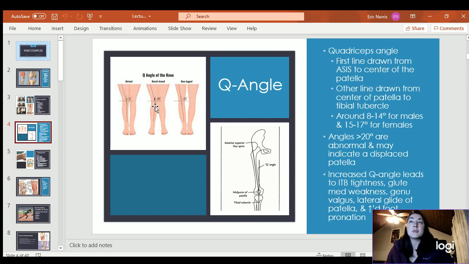So again, with somebody who has an increased Q angle, we probably won't change the Q angle itself, but if you stretch and kind of release some of the tension in the IT band and then strengthen the VMO and the gluteus medius, you can help relieve some of that knee pain and pressure on the knee.